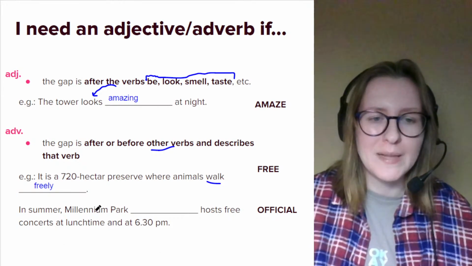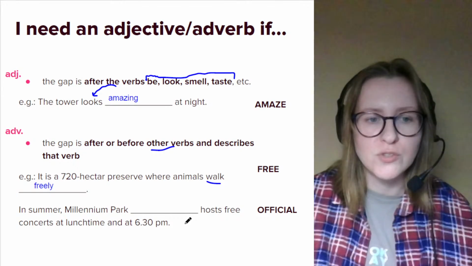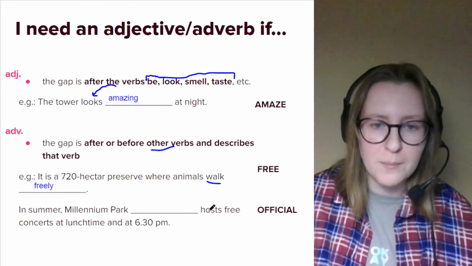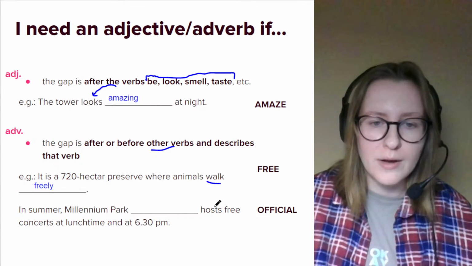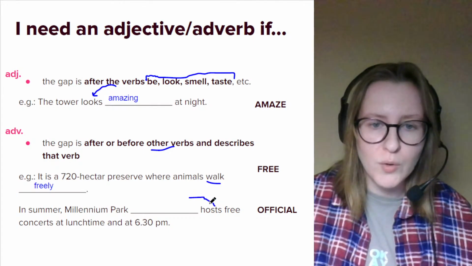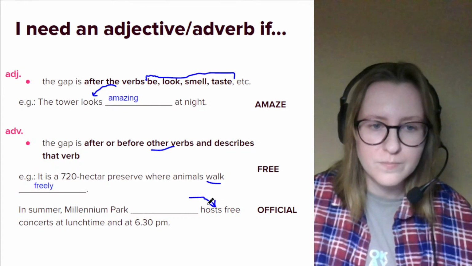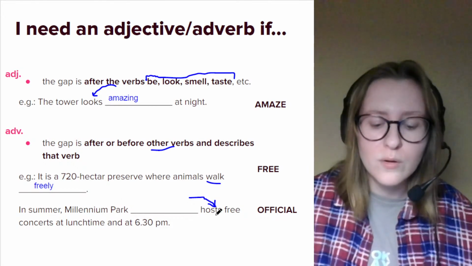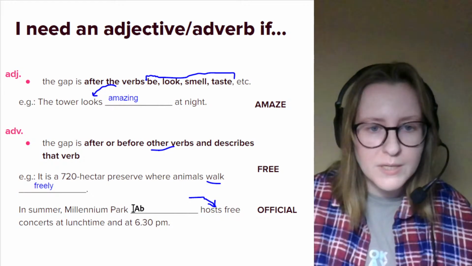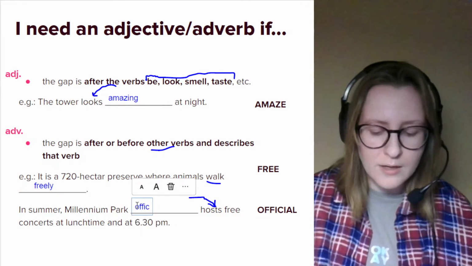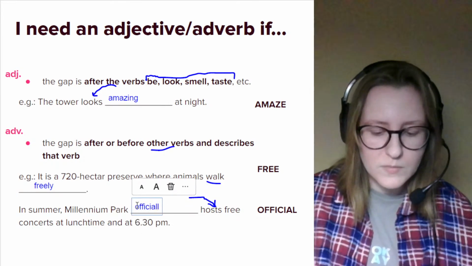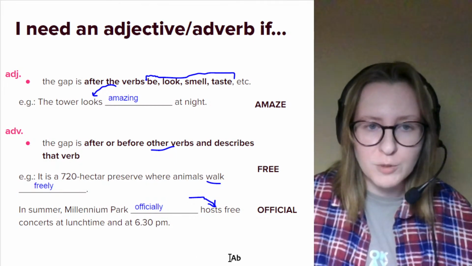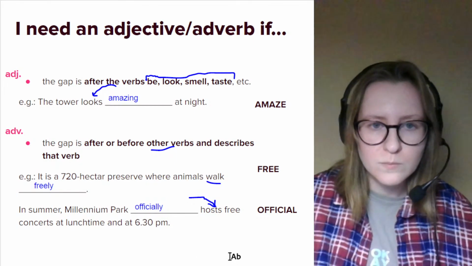Another one. In summer, Millennium Park hosts free concerts at lunchtime and at 6:30 p.m. So here our gap describes the verb hosts, right? Millennium Park hosts free concerts. How? Officially, right? Again, host is not a sense verb, so we need an adverb here, right?